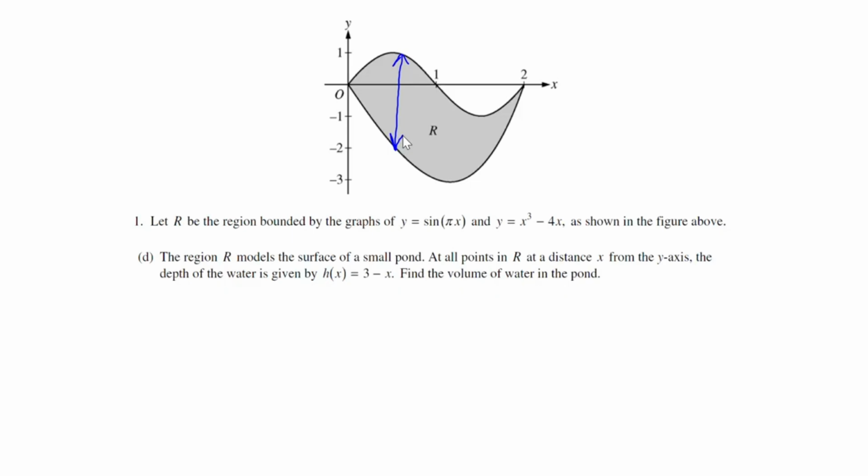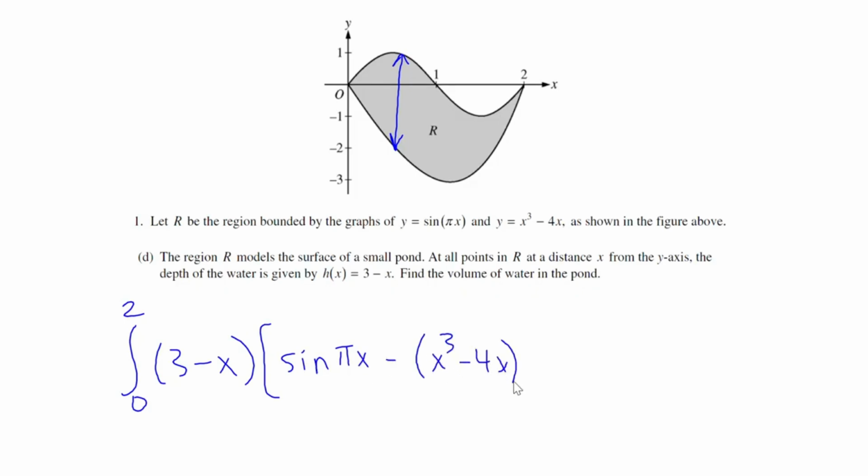That's going to be how far down it is at any given x value times the length of that section, right? These are just little cross sections that have an area of 3 minus x times the distance across the function. So we'll just integrate just like we did before, an integral from 0 to 2. This time, it'll be 3 minus x times that sine pi x minus the quantity x cubed minus 4x dx.